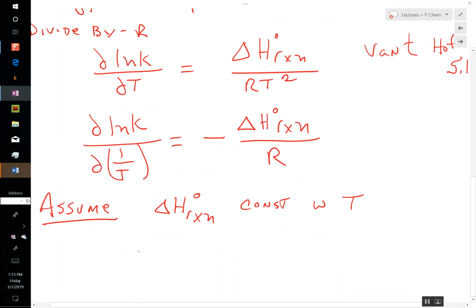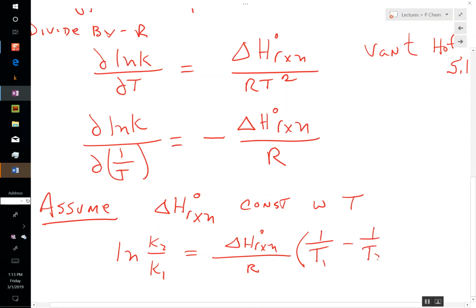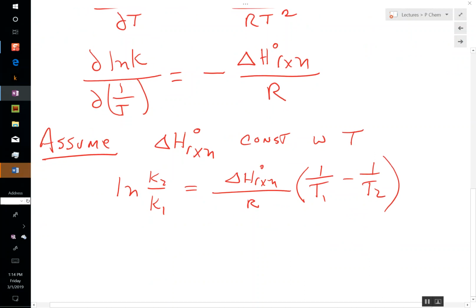Then you can get to the ln of K at one temperature divided by the K at the other temperature is equal to delta H naught of reaction divided by R times 1 over T1 minus 1 over T2. And that's a useful form of it.